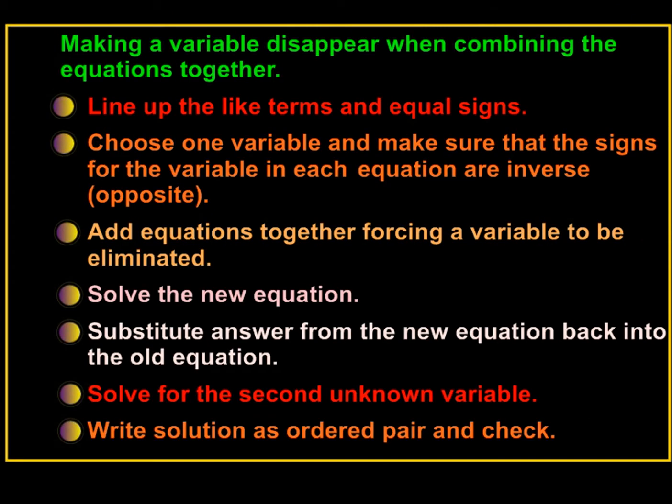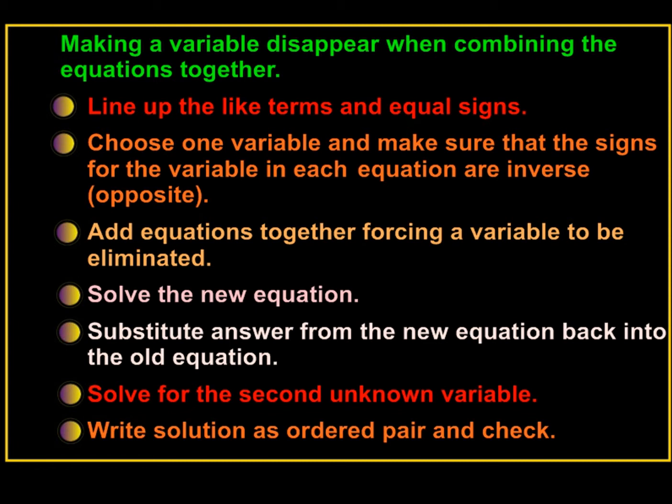Let's quickly go over the steps you're going to need to follow to be able to do these. For making a variable disappear when combining the equations together, you're going to need to line up the like terms and the equal signs for each equation. Choose one of the variables and then make sure that the signs for that variable in each of the equations are the opposite or inverse.